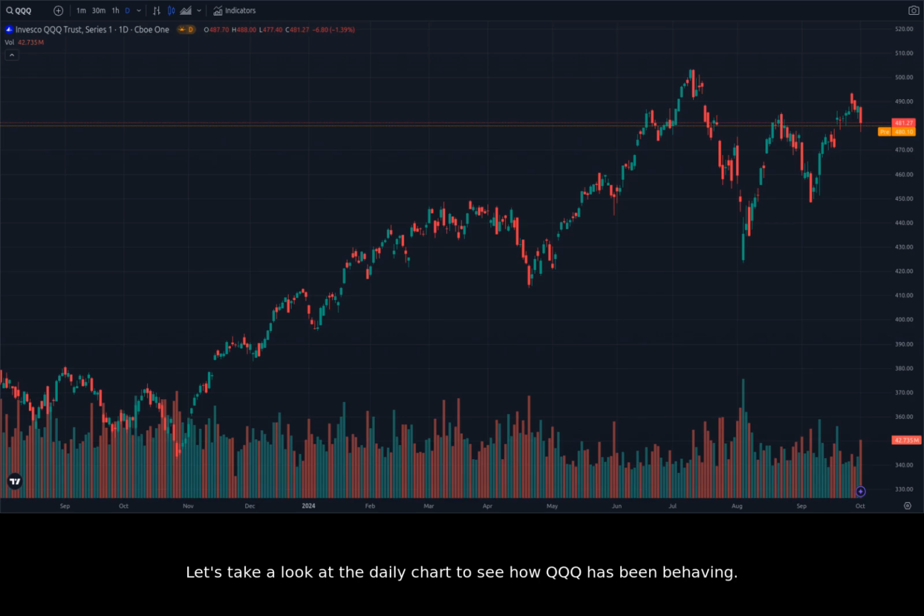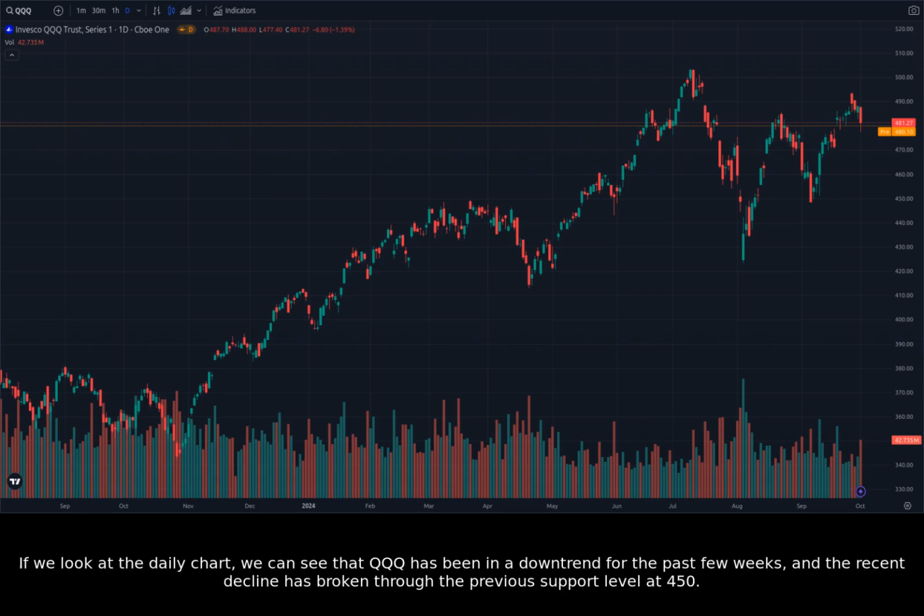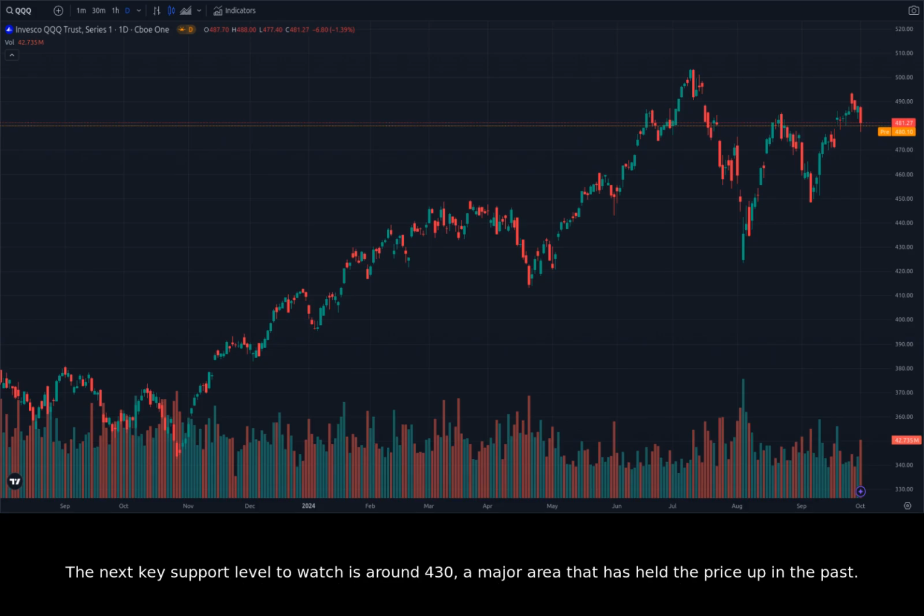Let's take a look at the daily chart to see how QQQ has been behaving. If we look at the daily chart, we can see that QQQ has been in a downtrend for the past few weeks, and the recent decline has broken through the previous support level at 450. The next key support level to watch is around 430, a major area that has held the price up in the past. Above, we have resistance levels at 460 and 480, which have acted as ceilings in previous rallies.